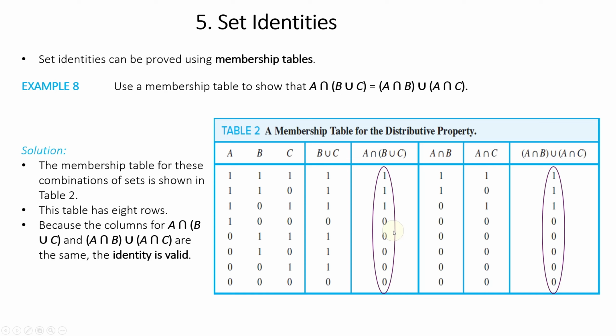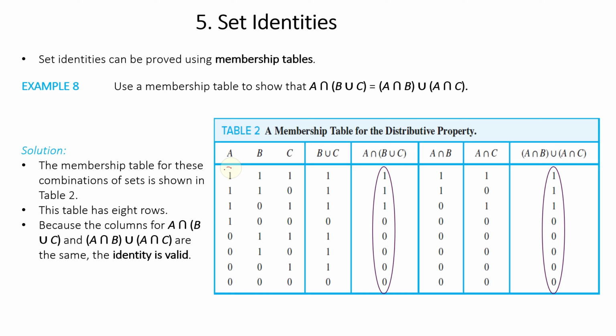We can also prove that these are equivalent using a membership table, which is very similar to the truth table. So what does this mean? A membership table means these are all the possible elements.